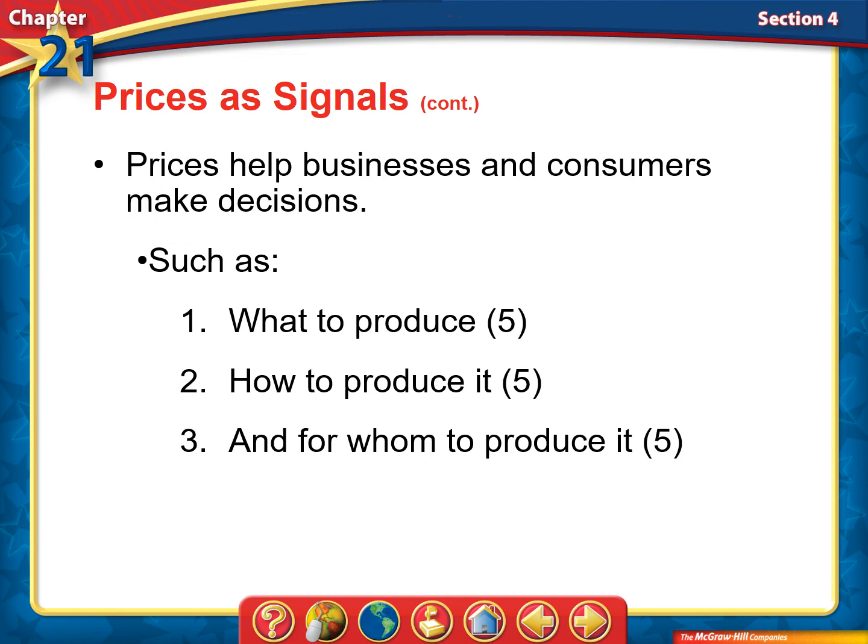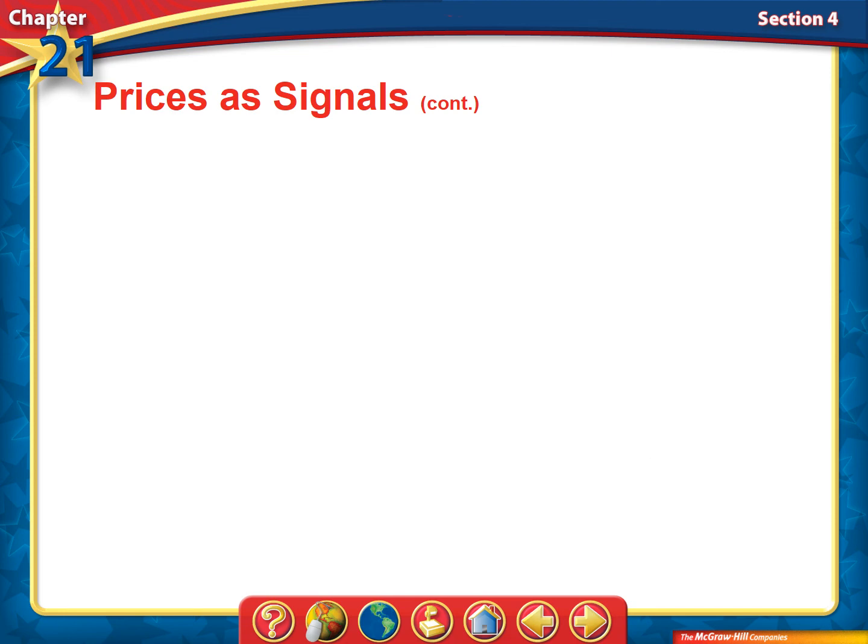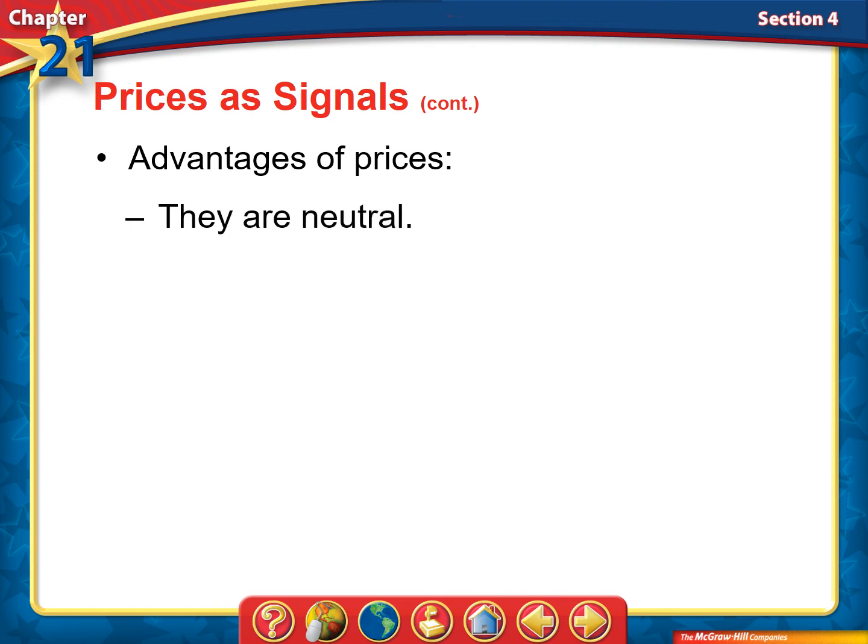If you're selling an item with a thin profit margin, you're dealing with high quantities so that you can keep your money flowing in. Now, if you're dealing with luxury items, that's also going to deal with how you produce it and who your market is. That is, for whom are you going to produce it? And so prices are signals. So what advantages do prices have? Well, number one, they're neutral.